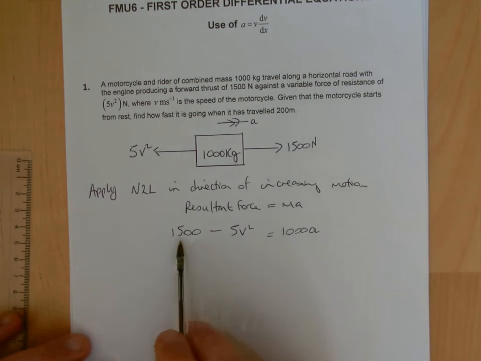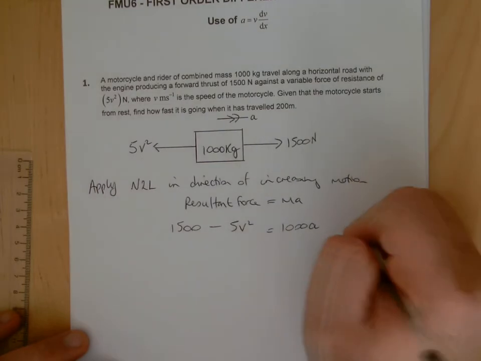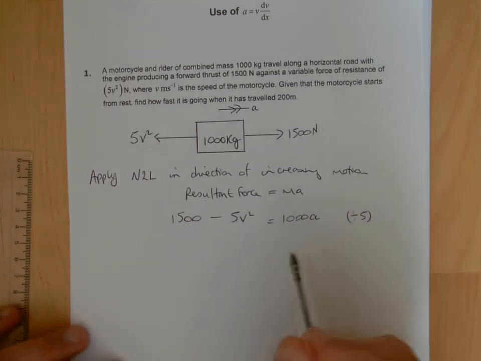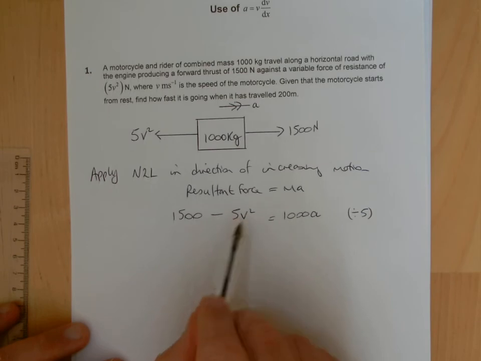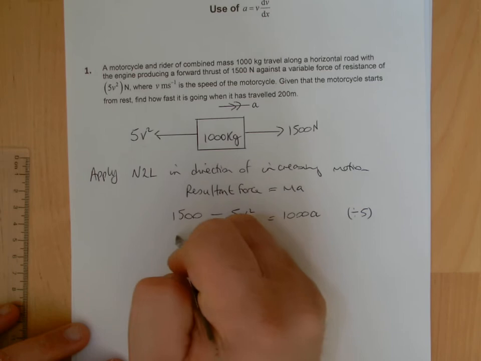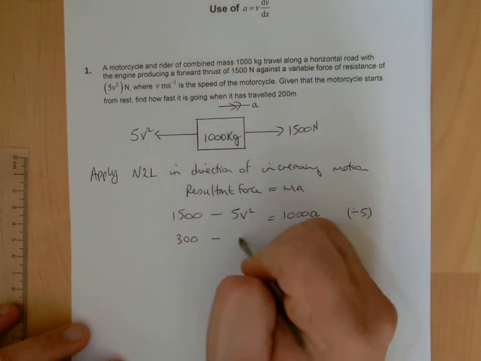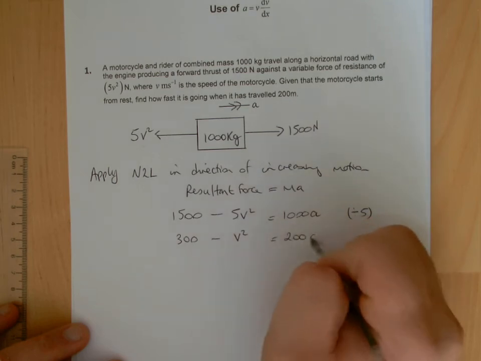Now, one thing we can do here is notice there's a factor of 5. So we could divide through by 5, and that's important because we want to get 1 in front of that v squared. So if I divide by 5, 1,500 divided by 5 is 300, 5v squared divided by 5 is just v squared, so minus v squared, and then this will be 200a.